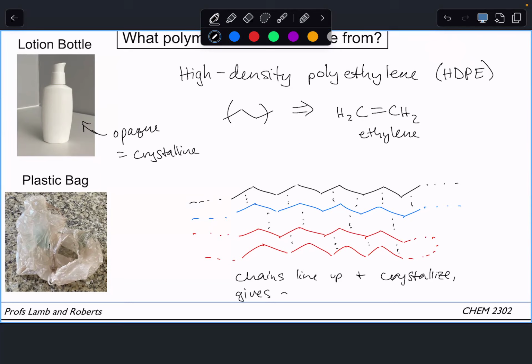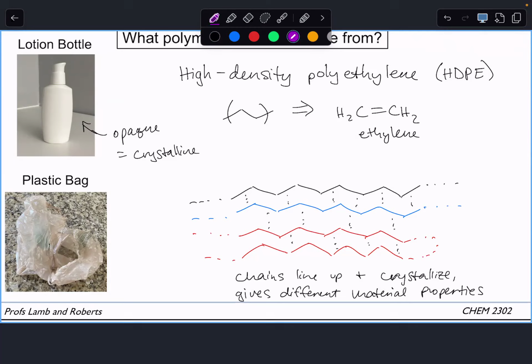Which gives different material properties. And oftentimes crystallinity gives better material properties. So it will have better strength, for example. But this is one of the cool things about polymers, is that you can actually access a really, really wide range of properties just by tuning things like crystallinity.